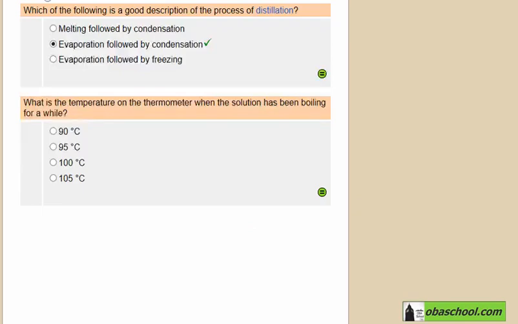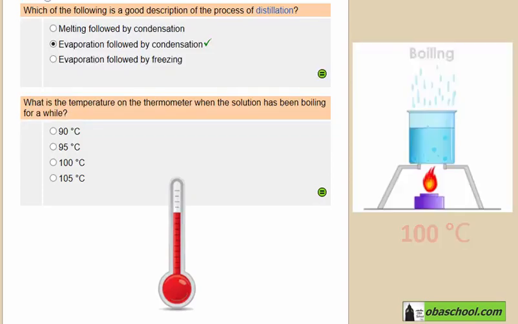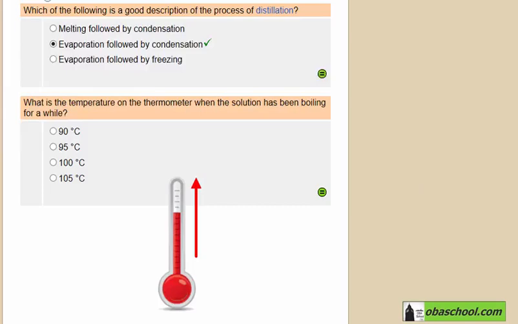What is the temperature on the thermometer when the solution has been boiling for a while? Remember that we have pure water, and pure water will boil at exactly 100 degrees Celsius, which is the boiling point of pure water. While water is boiling, the temperature will be constant at 100 degrees Celsius, and then when there's no more pure water, the temperature will rise again. So the temperature will be at 100 degrees Celsius.